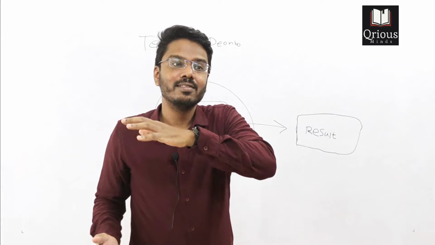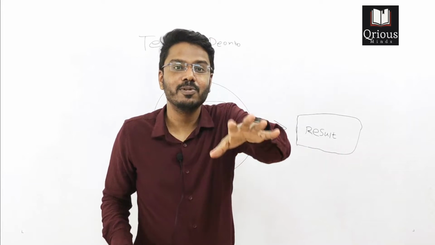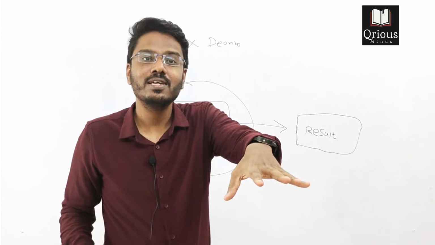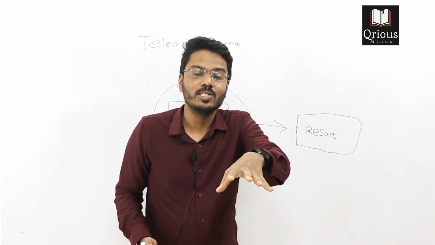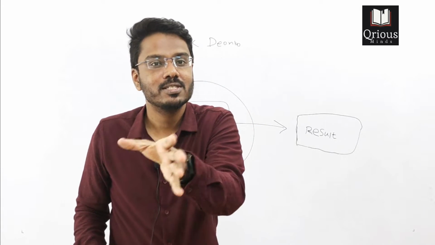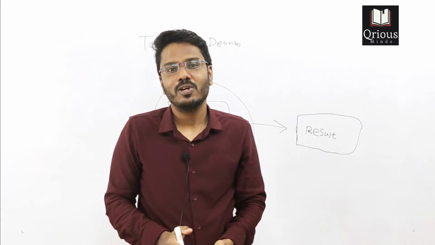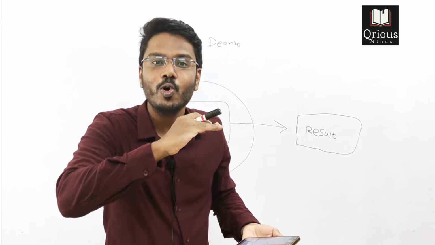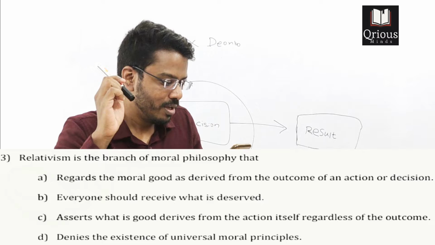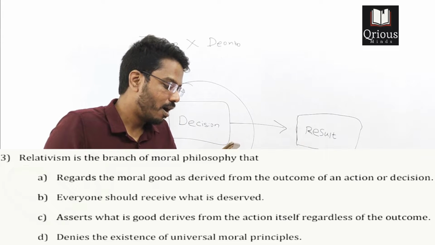I cannot say that there is a universally accepted right thing. There is no universally right thing as per relativism. There is no universally wrong thing as well. It varies from place to place, culture to culture, or country to country. So that's how it got its name, relativism. It's purely relative. So let's see what the options are.